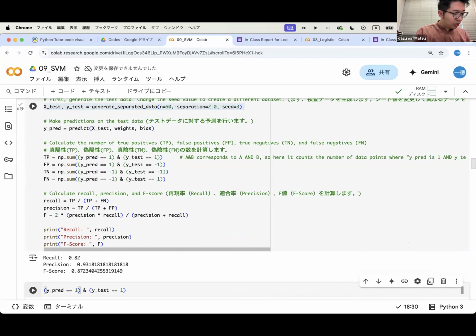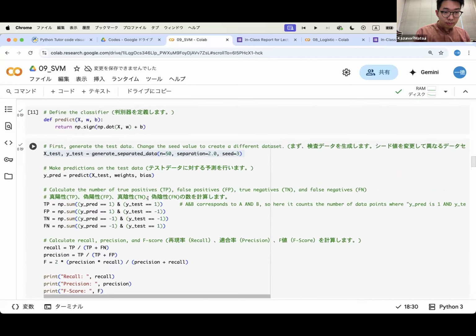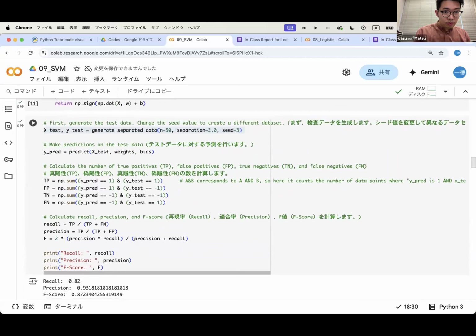Then we make predictions on the test data and calculate the number of true positives, false positives, true negatives, and false negatives.